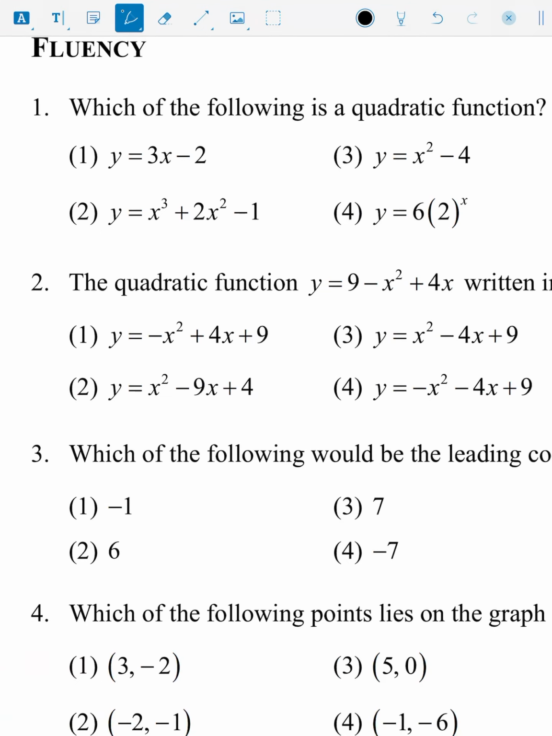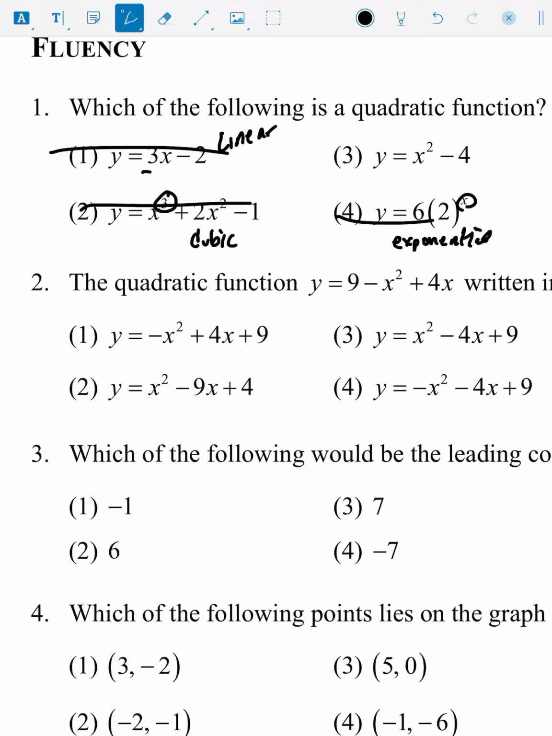Now, we obviously know that our first choice is linear. It's just the basic y equals mx plus b where the slope is 3. So it can't be choice 1. Choice 2 is raised to the 3rd power. That's a cubic function. Can't be that. And choice 4 is actually an exponential function, which we have not covered yet, but it's raised to the x power. So that can't be the choice.